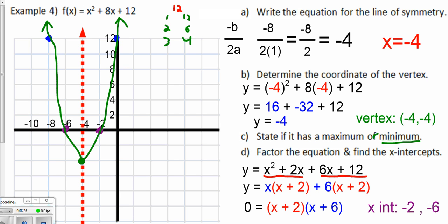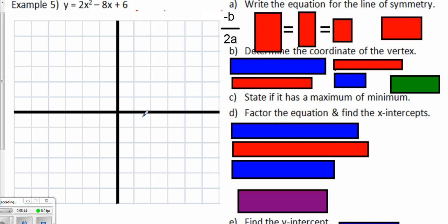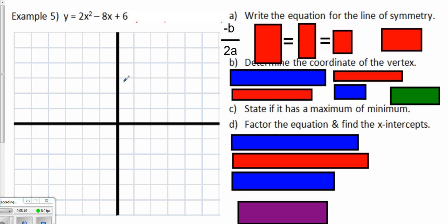And that would be our graph of the parabola then. Example 5 is very similar to example 4. We're starting with our equation y equals 2x squared minus 8x plus 6, and we're just going to work through the parts that it asks for until we have a graph of the equation. This one, I'm not doing scaling by 2. They're all just jumping by 1s. So let's get started here.